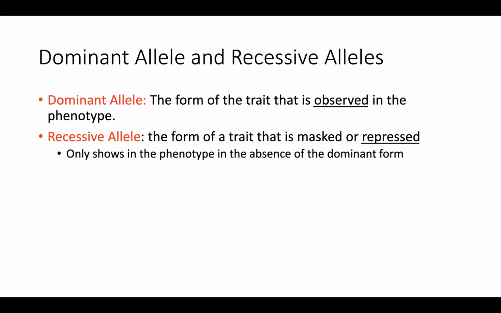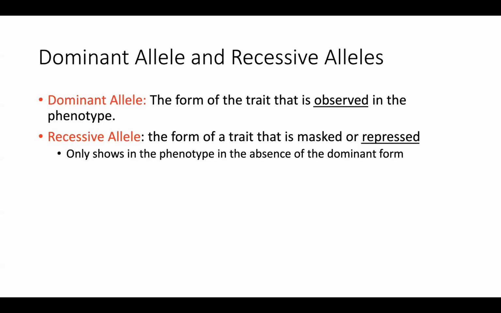Okay. The dominant allele is going to be the form of the trait that is observed in the phenotype. So if you were looking at me and you see that I have blue eyes, then you can assume that the dominant allele in the eye color pair that I received was blue. Okay. On the other hand, recessive alleles are the form of the trait that is masked or repressed. Write these terms down. We use the term repressed in genetics, right?